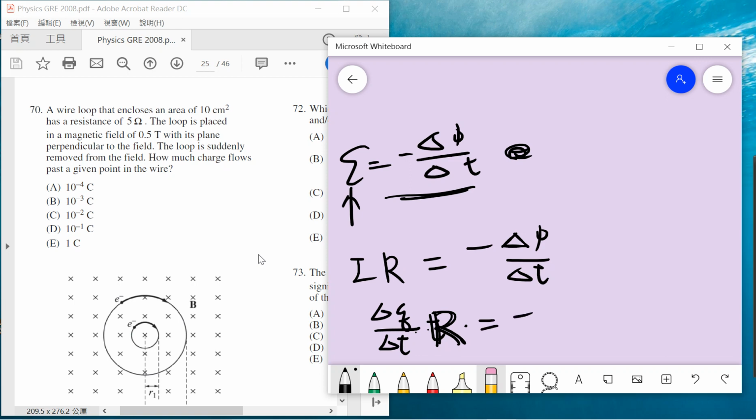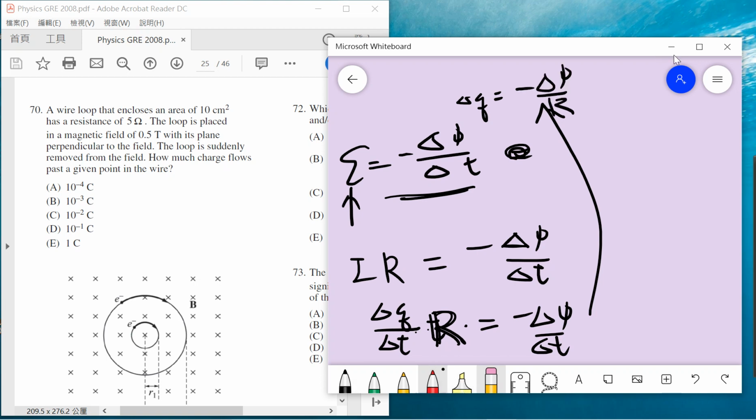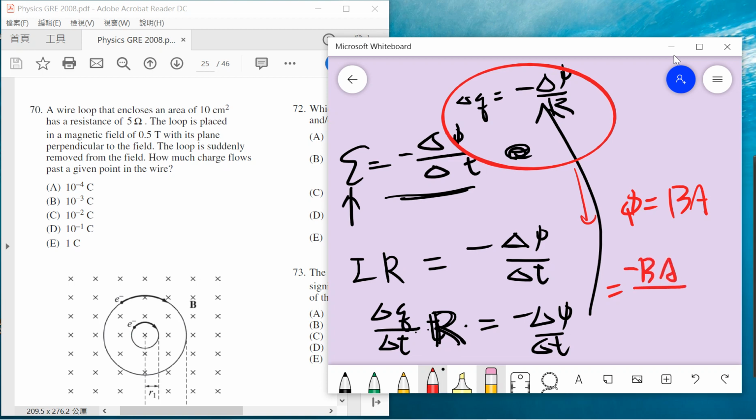So this tells you that delta Q is equal to delta phi divided by R. So what is phi? Phi is the magnetic flux, B times area. But your B starts from non-zero and goes to 0, so the change of the magnetic field is just the original magnetic amplitude. So basically this one is BA divided by R.